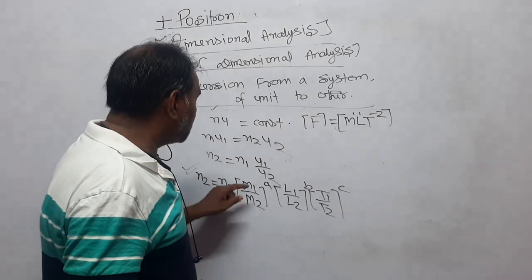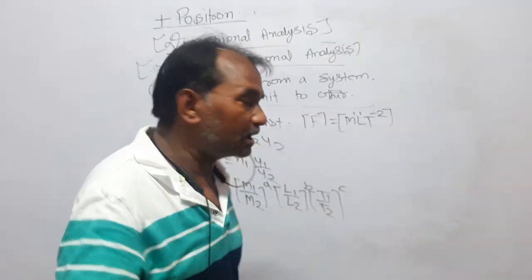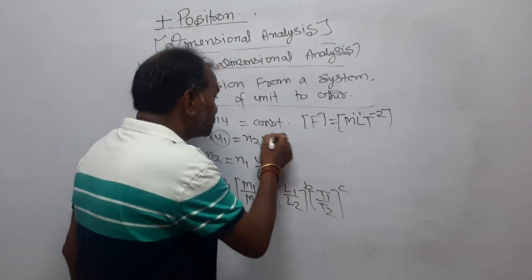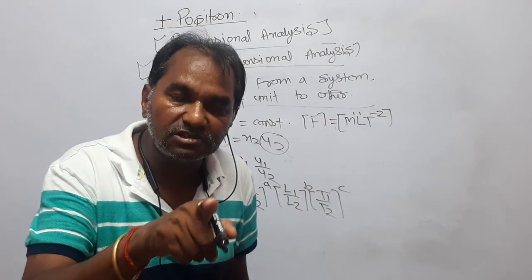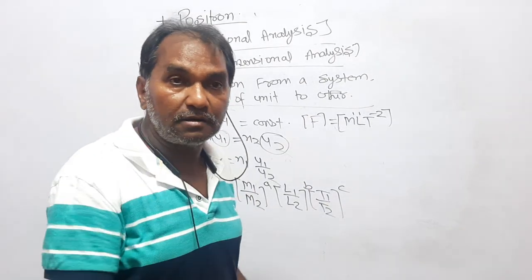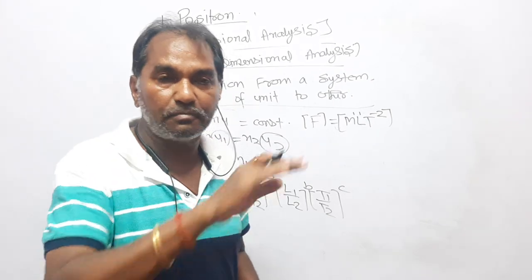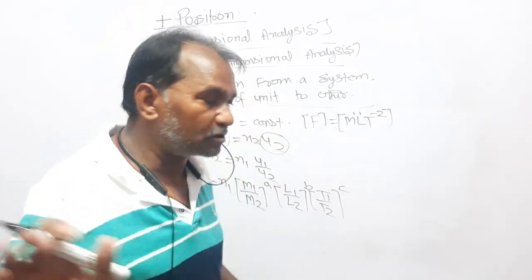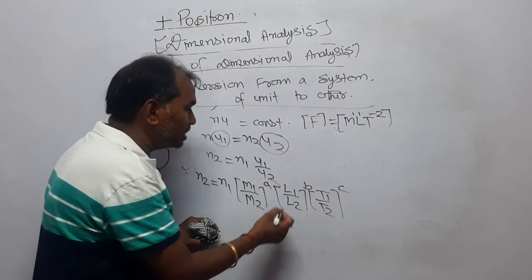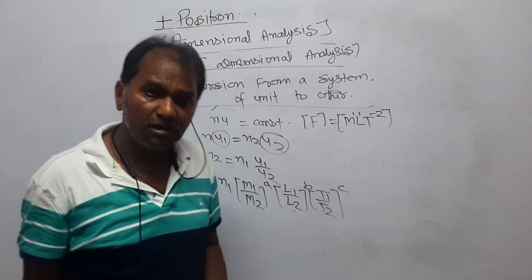Then what I have written here, M1, L1, T1 is the mass, length and time in the first system of unit. M2, L2, T2 is the mass, length and time in the second system of unit. But when you move from one system of unit to another system of unit, the power does not change, the dimension does not change. That is why M1 upon M2 has a common power A, L1 upon L2 has a common power B, T1 upon T2 has a common power C.